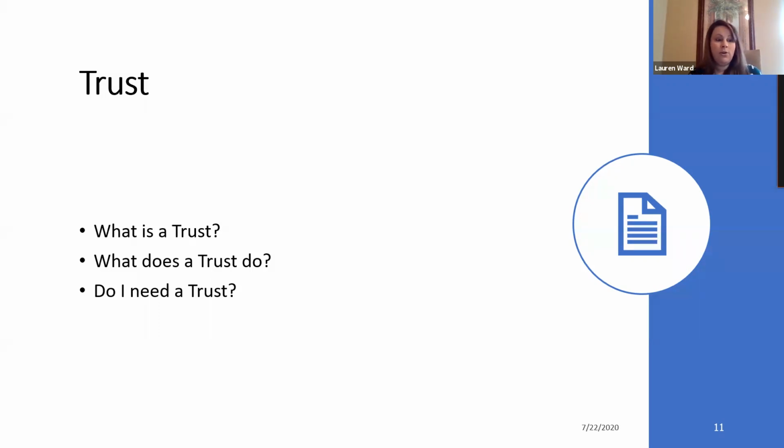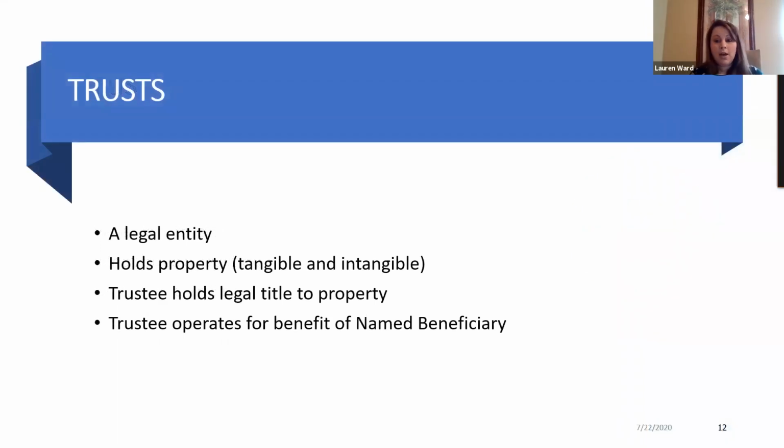So kind of what I wanted to focus on today is, I have a will. Do I need a trust? What is a trust? What do I need a trust for? So let's look a little bit more in detail with this. A lot of people are confused about what is a trust.